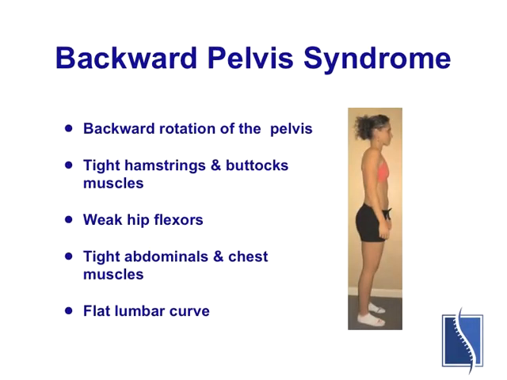For the backward pelvis syndrome, it's usually just the opposite of the forward pelvis syndrome. So with the backward pelvis syndrome, you have a backward rotation of the pelvis. So you see the line here where the back of the pelvis is lower than the front of the pelvis. With the backward pelvis syndrome, you're going to have tight hamstrings and buttocks muscles. You're going to have weak hip flexors, and again, those are the muscles on the front side of the hip. Those muscles will be weak.